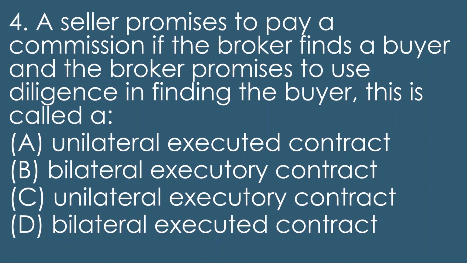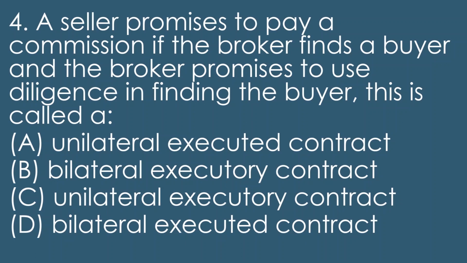4. A seller promises to pay a commission if the broker finds a buyer, and the broker promises to use diligence in finding the buyer. This is called A, unilateral executed contract, B, bilateral executory contract, C, unilateral executory contract, D, bilateral executed contract. Okay, so what we're looking at here is that we have to figure out if it's bilateral or unilateral, and if it's executed or executory.